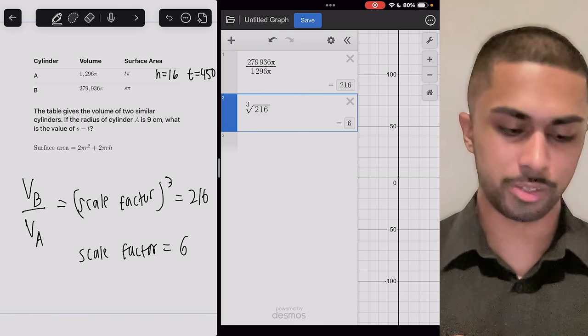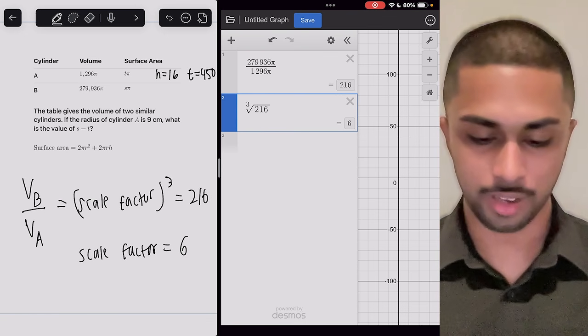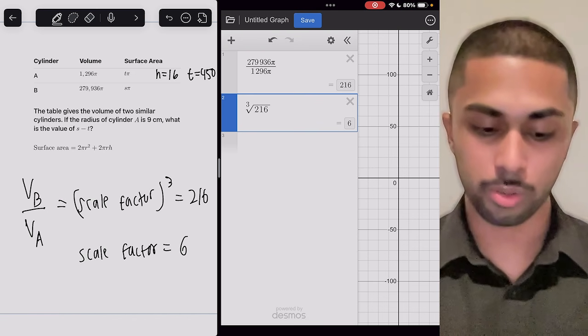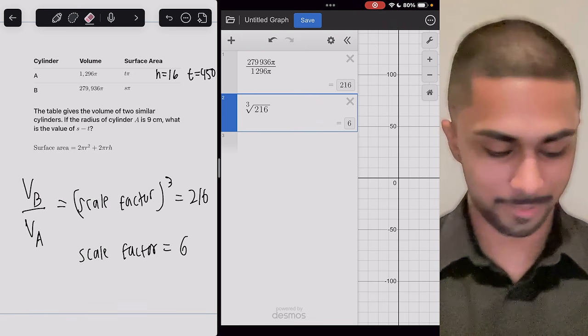What we can do is we can actually shortcut that entire process. We don't need to find the radius. We don't need to find the height. We can simply find the surface area because we know the ratio between the surface areas. It's the scale factor squared.